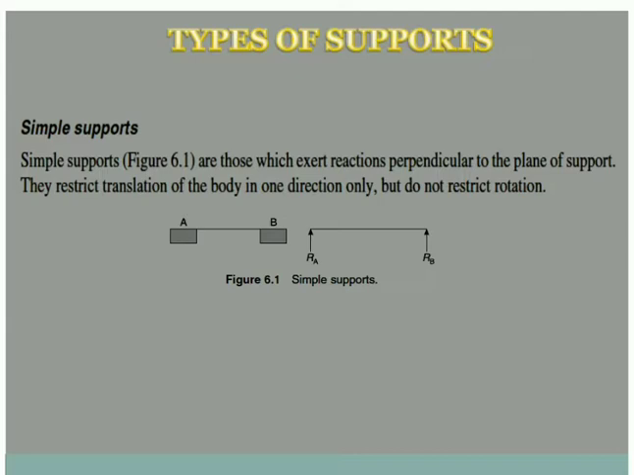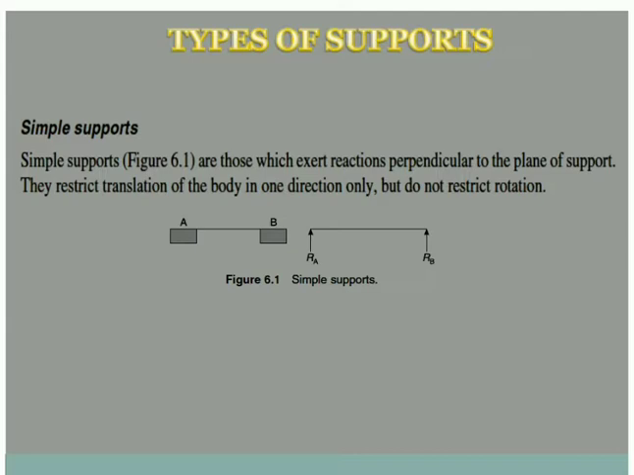HA means a horizontal reaction won't be there, and moment also won't be there, as this type of support permits those two. So, if it is permitted, it means no reaction. If it is restricted, it means there is a reaction. So, the easiest way to present a simple support is the statement. What it says, again I am repeating.